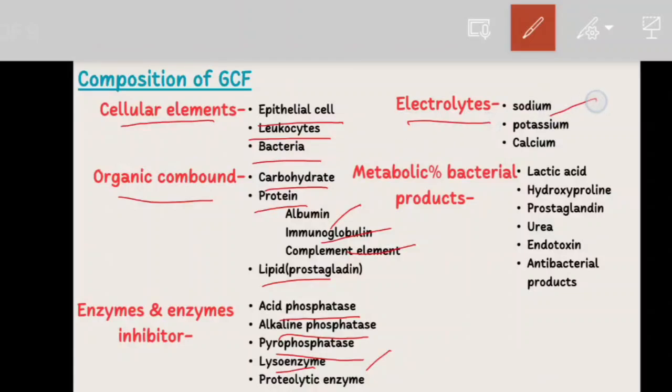Electrolytes are sodium, potassium, calcium, while metabolic and bacterial products are lactic acid, hydroxyproline, prostaglandin, urea, endotoxin, and antibacterial products. So these are the composition of the GCF. So enzymes in GCF indicate tissue destruction.